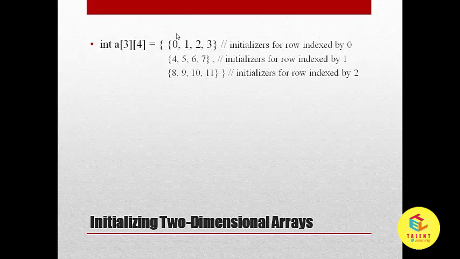Now to initialize the second row, we have to complete that curly braces and we have to start new curly braces, and we have to put various column values in this curly bracket. So we have done 3 times because we have 3 rows available. So this way we can initialize the array.